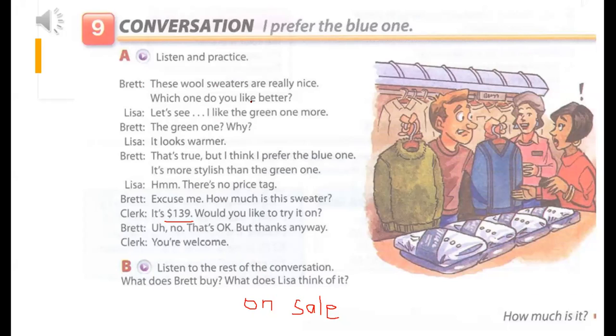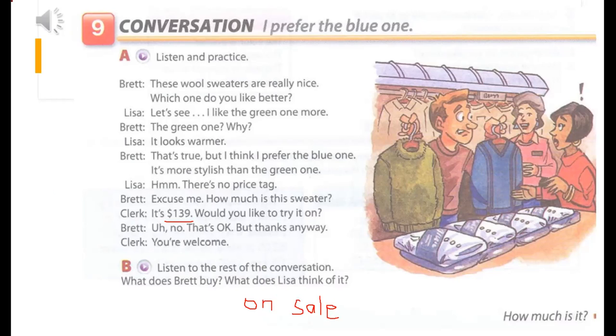These wool sweaters are really nice. Which one do you like better? Let's see. I like the green one more. The green one? Why? It looks warmer. That's true, but I think I prefer the blue one. It's more stylish than the green one. There's no price tag. Excuse me, how much is this sweater? It's $139. Would you like to try it on? Oh, no, thanks. Okay, but thanks anyway. You're welcome.